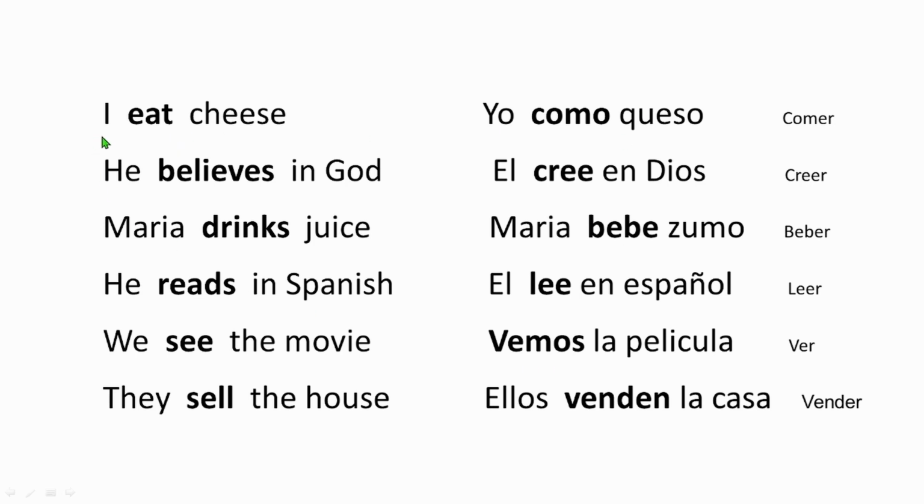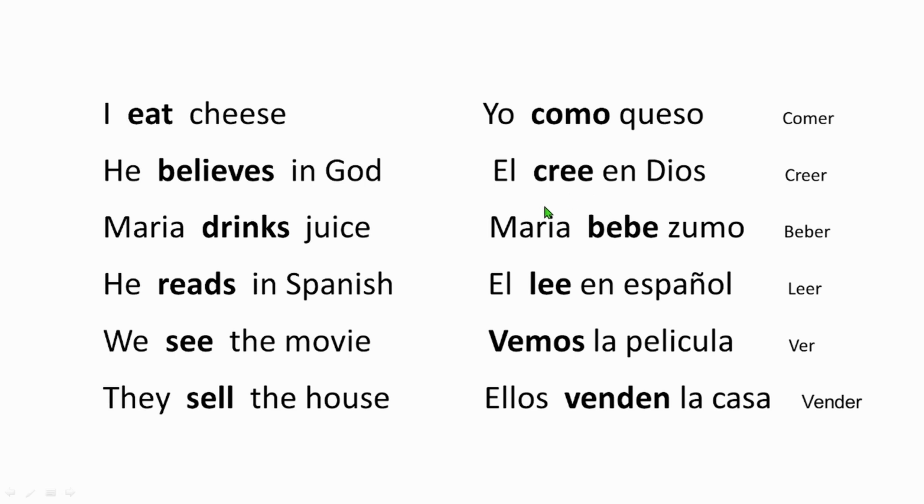These are all ER verbs. I eat cheese. Yo como queso. Queso is cheese. He believes in God. Él cree en Dios. Creer is to believe. Here is the verb that we conjugated for the third person, and we know the rule, right? ER is replaced with E.